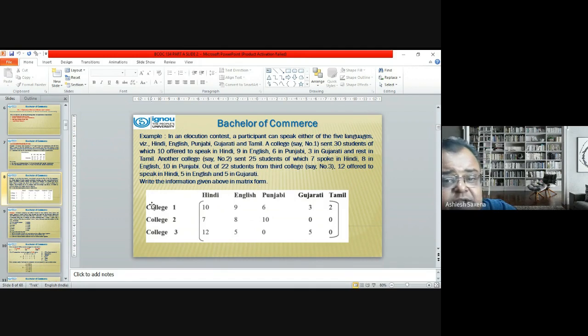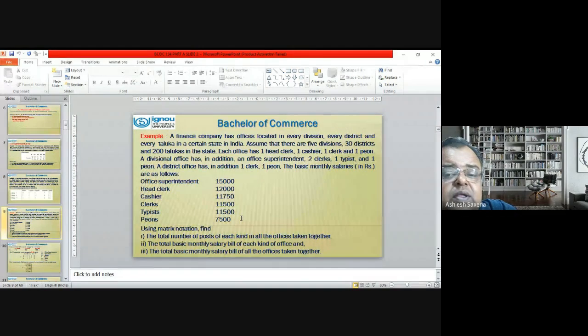So you have straight away written it. That means this whole statement has been converted into a matrix form. Now we see another problem.